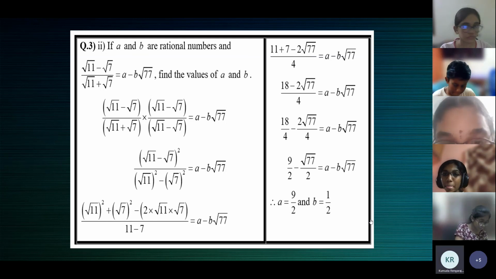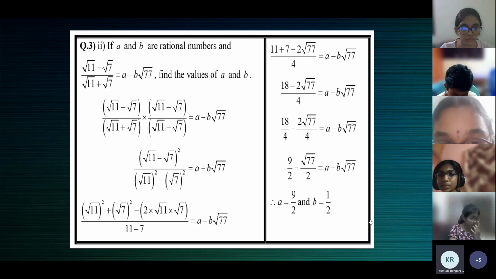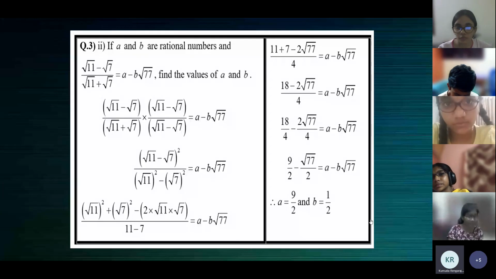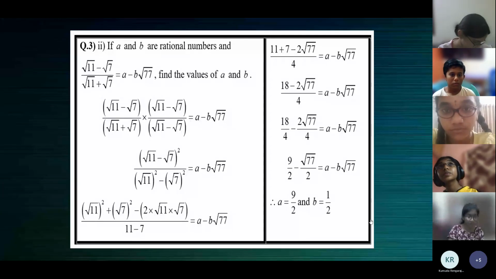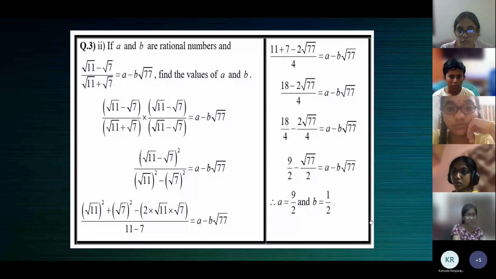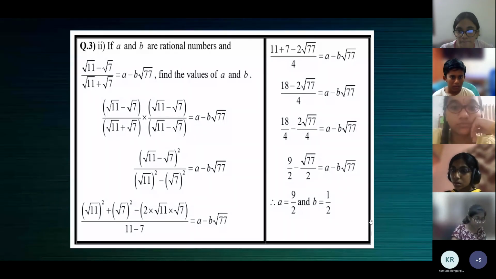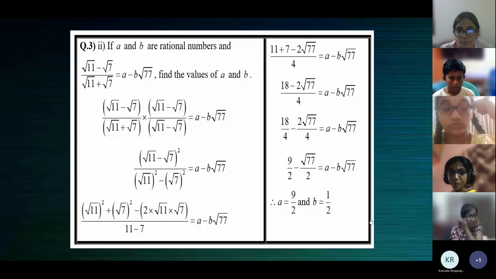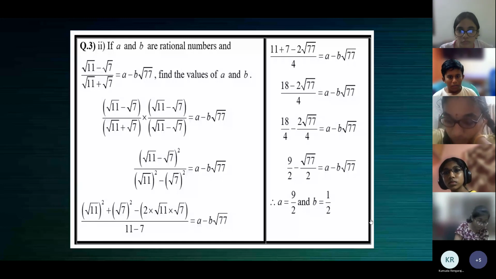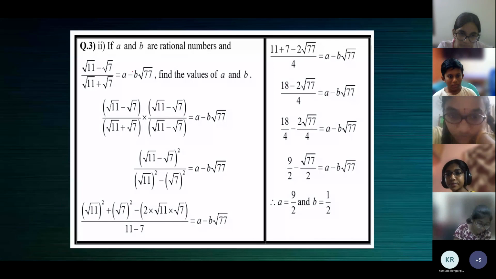I'll tell you your mistake. I'll tell you where you've gone wrong. Same mistake, Sindhu. Whoever is working it is Sanjay and Sindhu. Now I understand my mistake, ma'am.